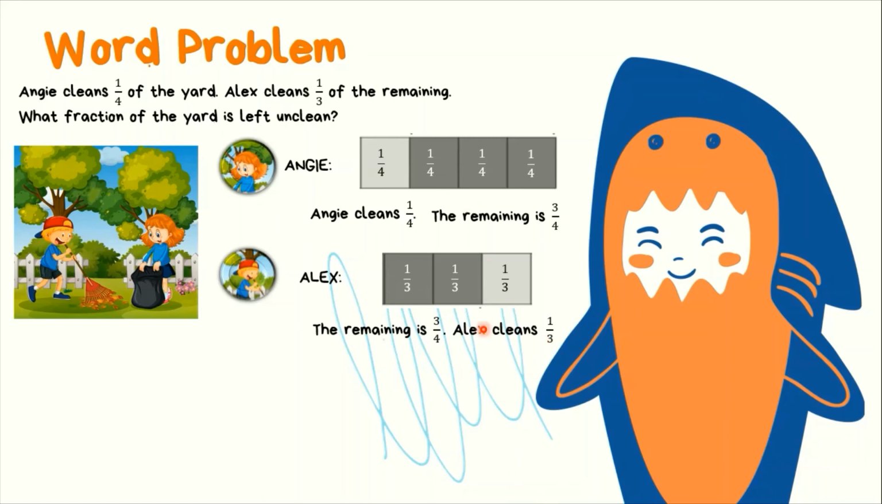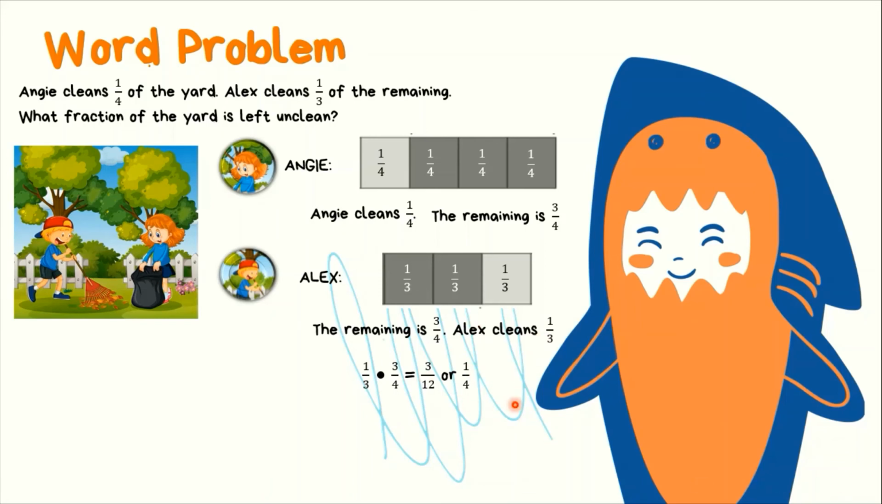Paano natin ngayon malalaman kung ilang parte ng 3/4 ang nalinis ni Alex? We need to get 1/3 of 3/4. Dahil 1/3 yung nilinis ni Alex at ang natitira ay 3/4. We need to multiply them together. 1/3 multiplied to 3/4 is equal to 3/12. Reduced into its simplest form, 1/4.